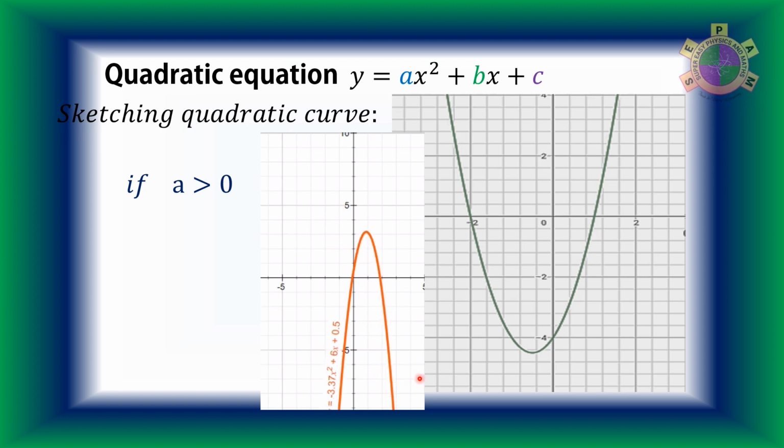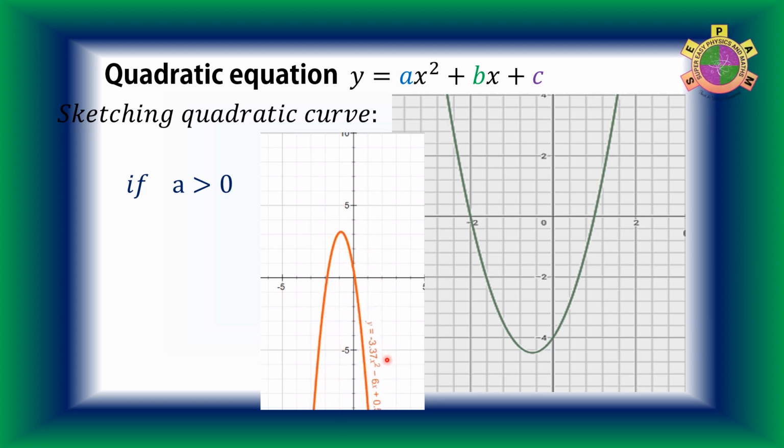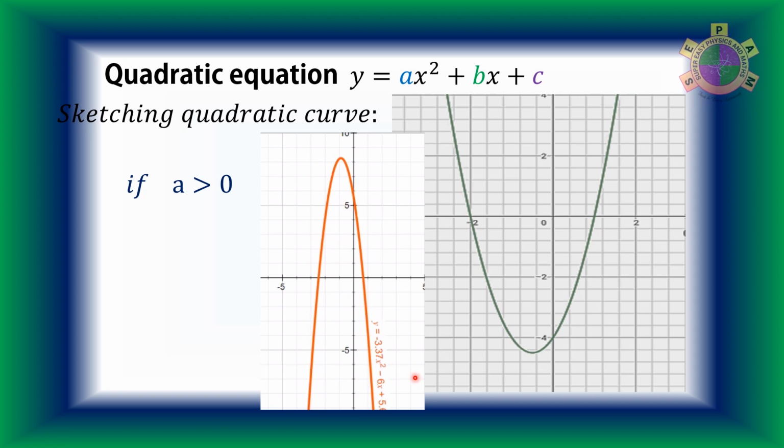When the b value is positive, the curve will be to the right of the x-axis, the positive side. When the b value is negative, the curve will be to the left hand side of the x-axis. While the c value is used for shifting the curve up and down. If it is positive, it will be shifted above the 0 line. If it is negative, it's shifted below the 0 line.